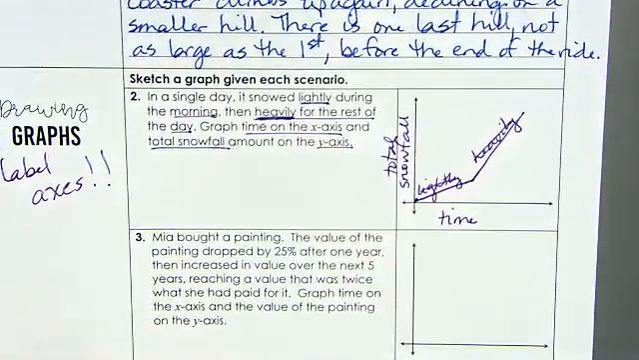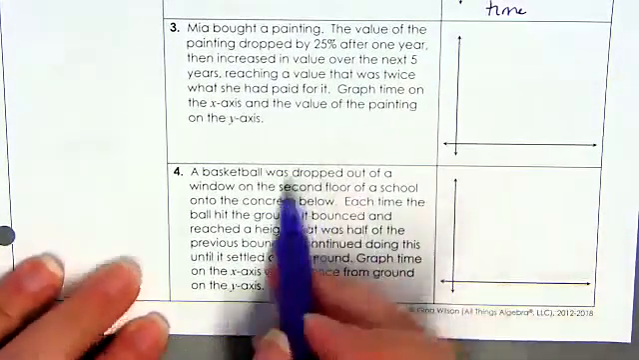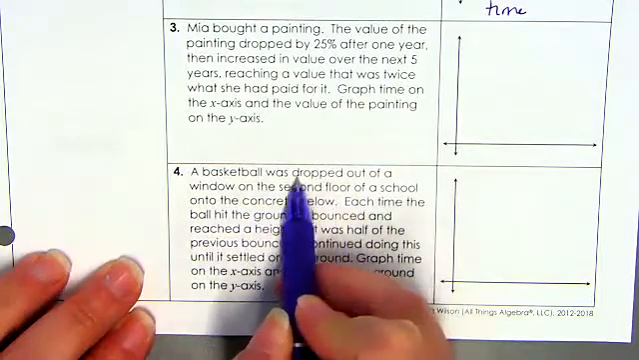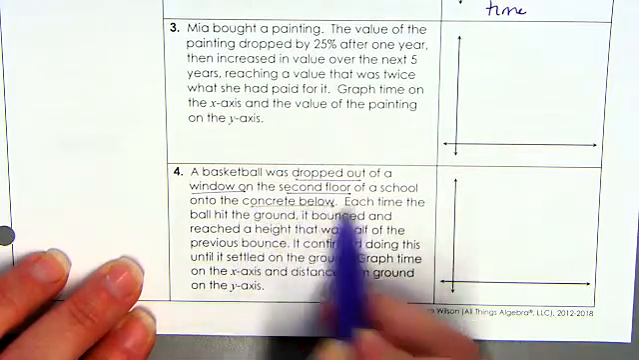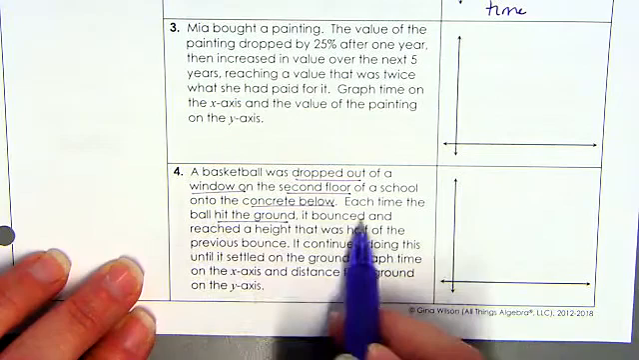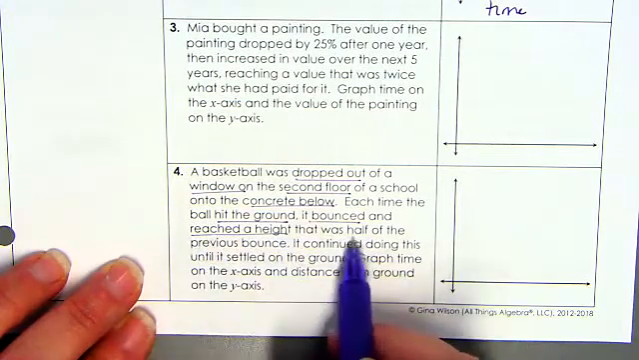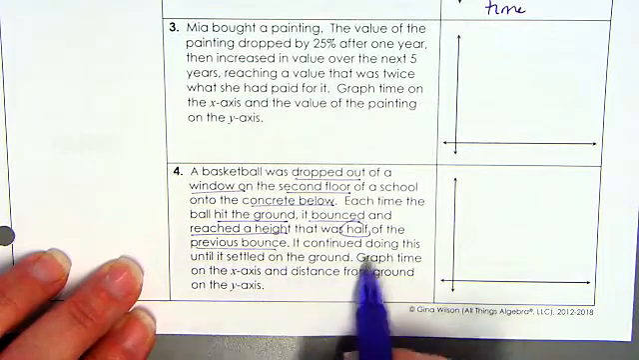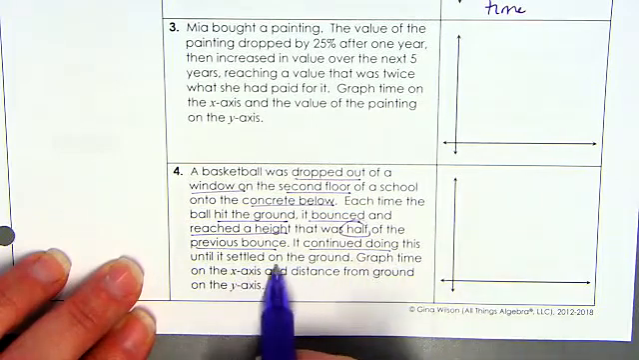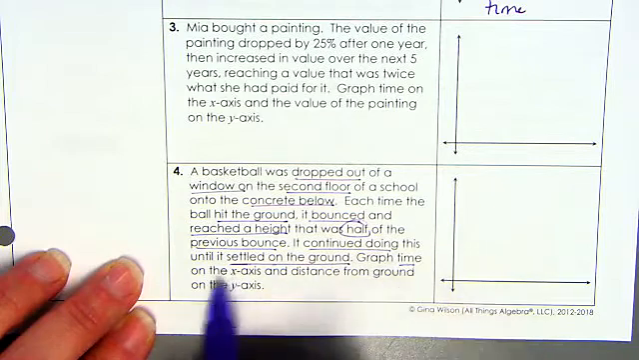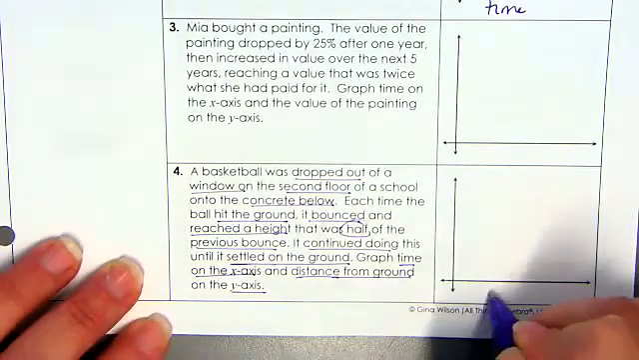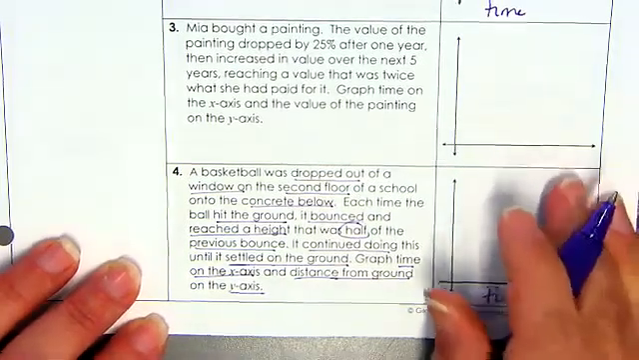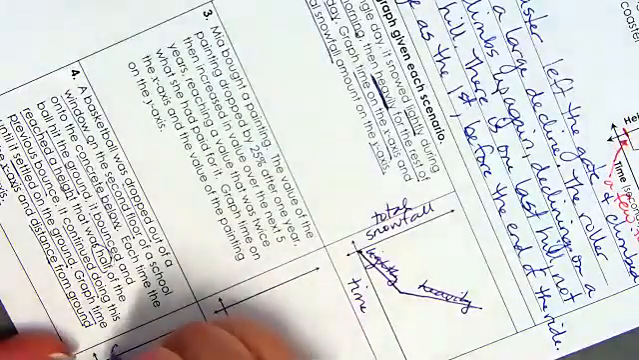All right. Jumping down, let's look at number 4. It says, a basketball was dropped out of a window on the 2nd floor of a school onto the concrete below. Each time the ball hit the ground, it bounced and reached a height that was half of the previous bounce. It continued doing this until it settled on the ground. Graph time on the x-axis, distance from the ground on the y-axis. So here's time, and here is distance.